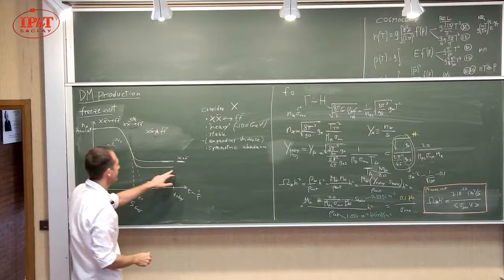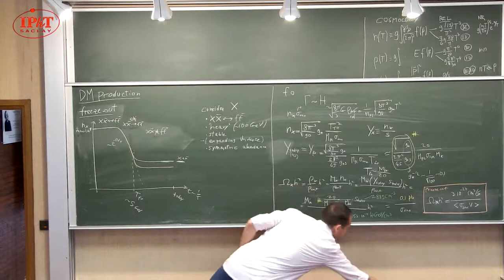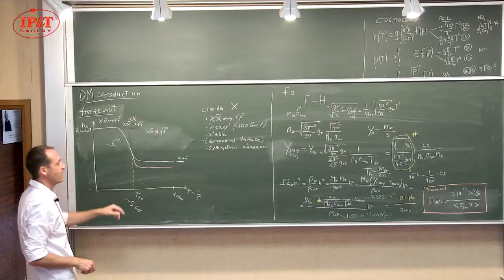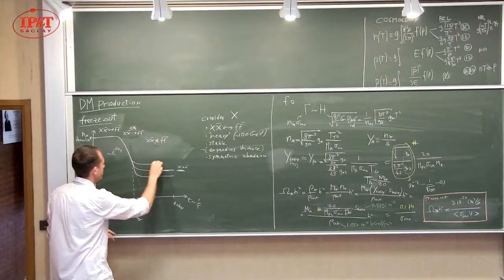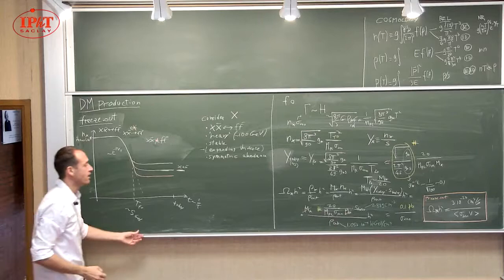If instead a particle has a small annihilation cross-section, the omega x that you get in the end is larger. That's because if the annihilation cross-section is small, then it will freeze out earlier, and what you get is a larger relic abundance in the end. So the intuitive meaning of the inverse dependence on this cross-section is clear.